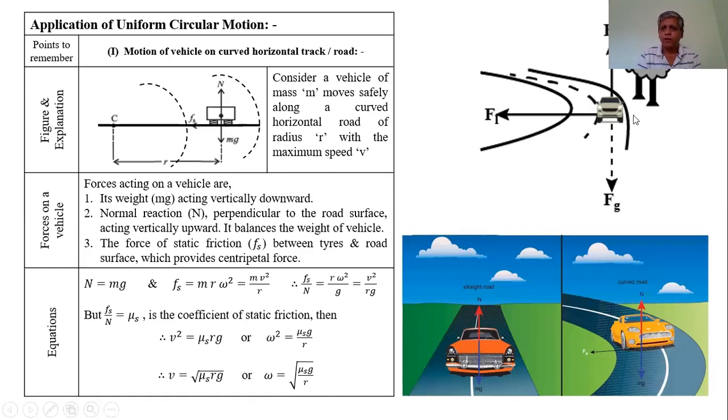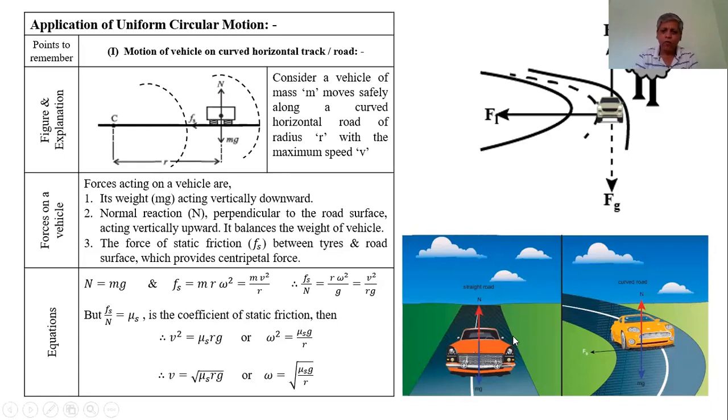Here is a curved road. That curved road is horizontal, that is, the curve turns towards the left side, and consider that the car goes this way. This is the horizontal road. In another diagram, the colored diagram, the car moves along a straight line path on a horizontal road. Here, the car goes along the curved road.